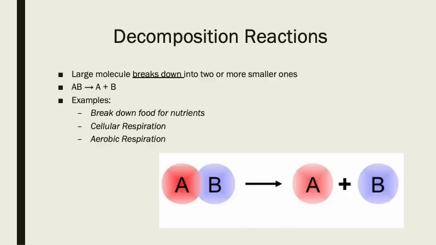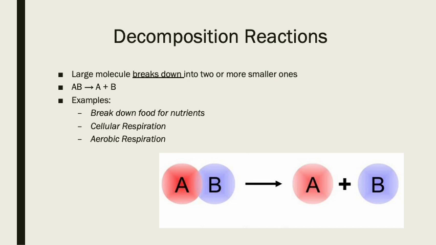So there's different types of chemical reactions. First, we have a decomposition reaction. This one's pretty simple because if you think about what decomposition means, it means to break down. So in a decomp reaction, a large molecule breaks down into two or more smaller molecules. So in this example, we have A and B bonded together. They break down and separate to form A and B.